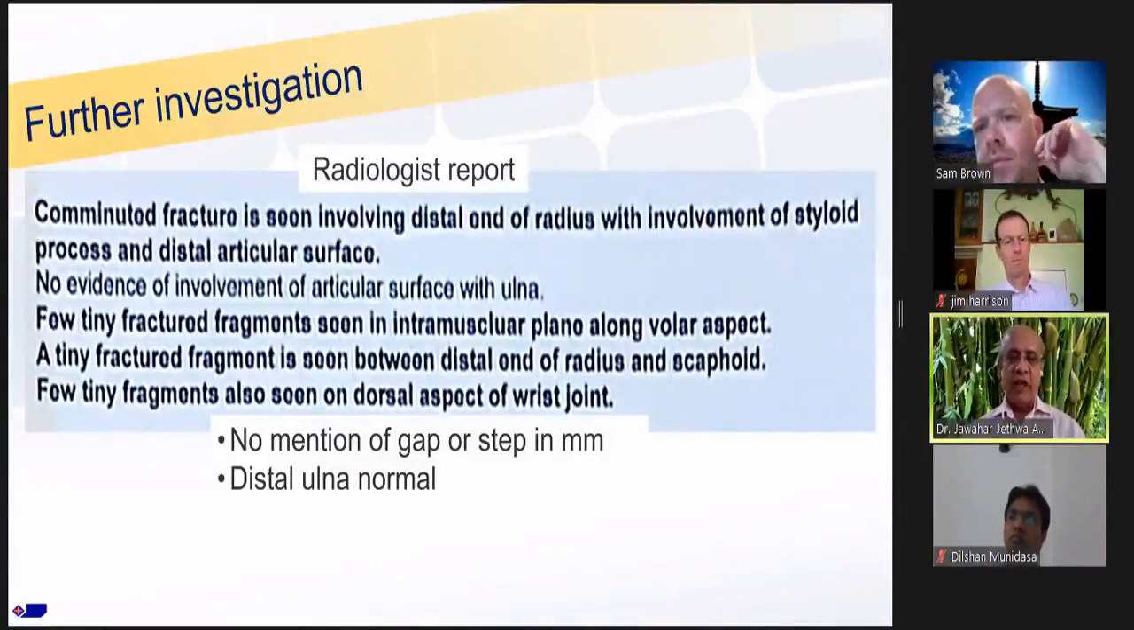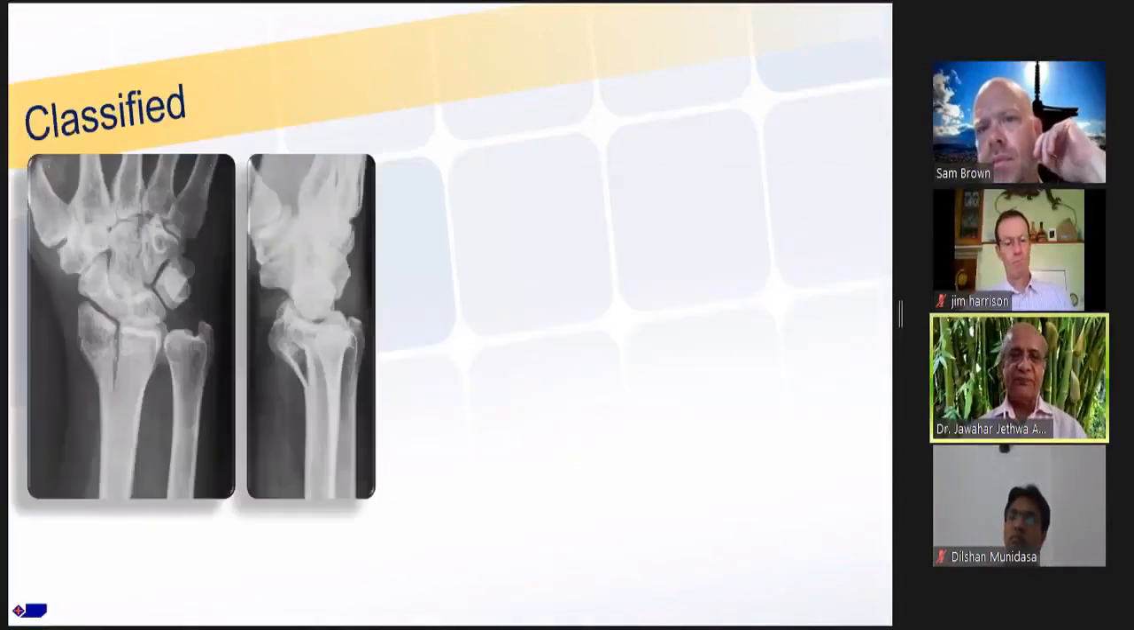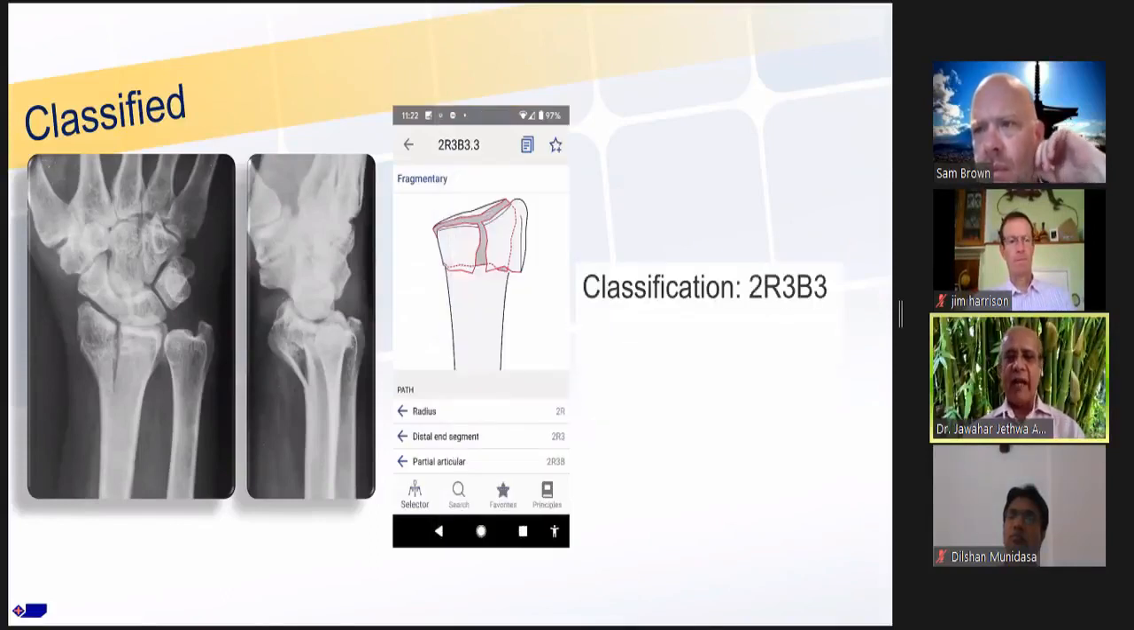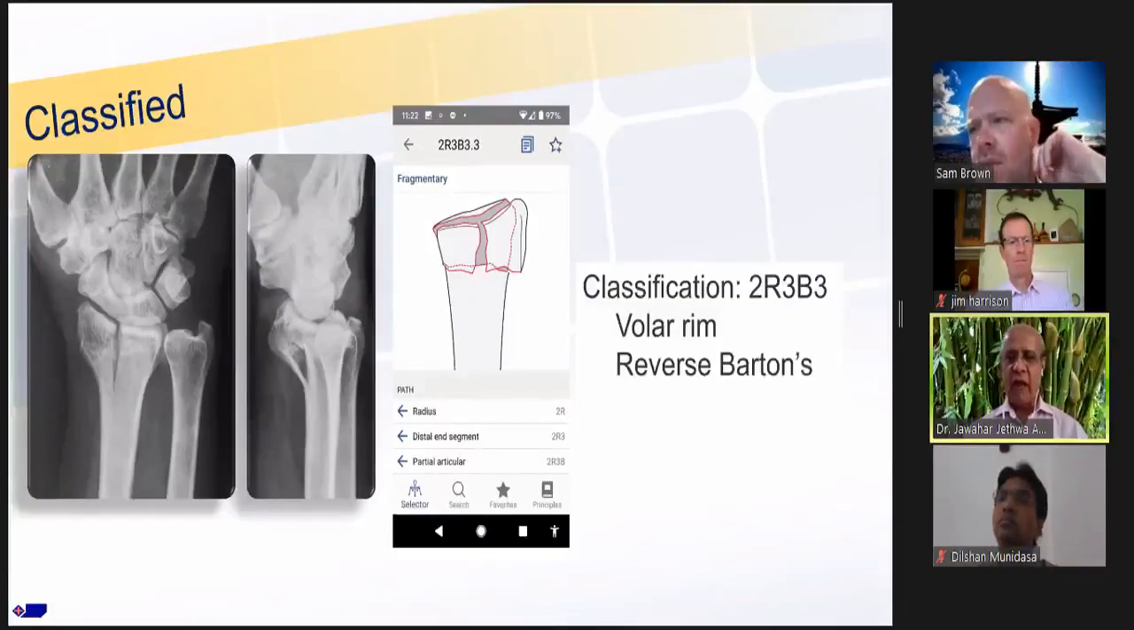So that is also very important for documentation. Then I went for the classification. From this X-ray, I found out from my mobile app that the best classification is 2R3B3, and that is something called Walder-Ream or reverse Barton or Goran-Smith 2 type, all this.